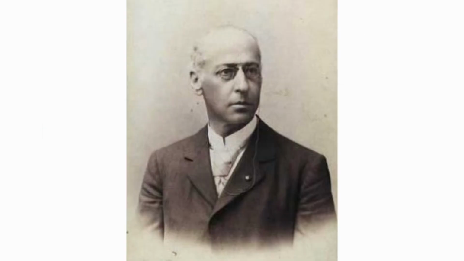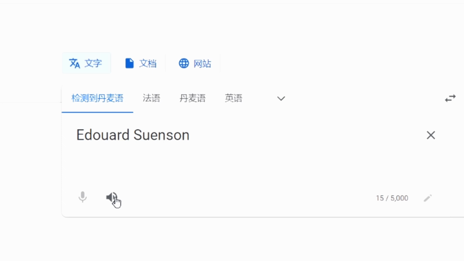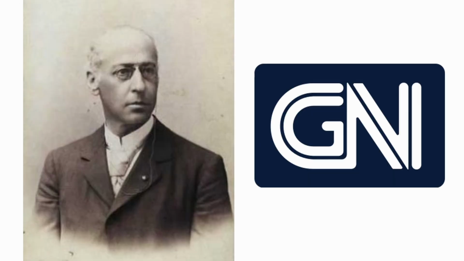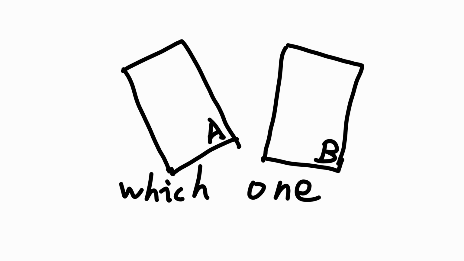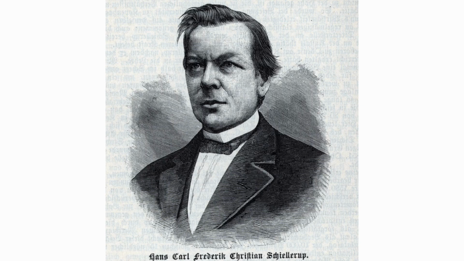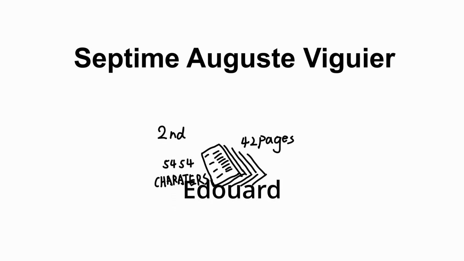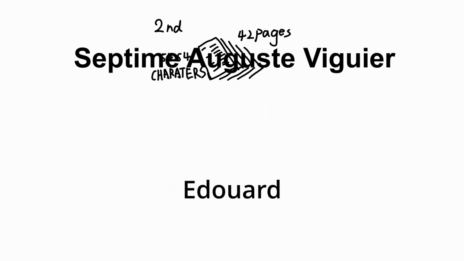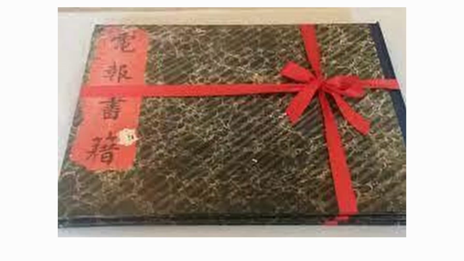So Edouard Suenson, who was the manager of the GN at that time, let Chinese businessmen and scholars compare the Hans code way and the Viguier code way. Finally, after discussing, the Hans way became the final way, and Edouard requested Viguier to continue to complete the codebook based on the Hans telegraph code. In May 1871, the codebook was published and at the same time went into service.